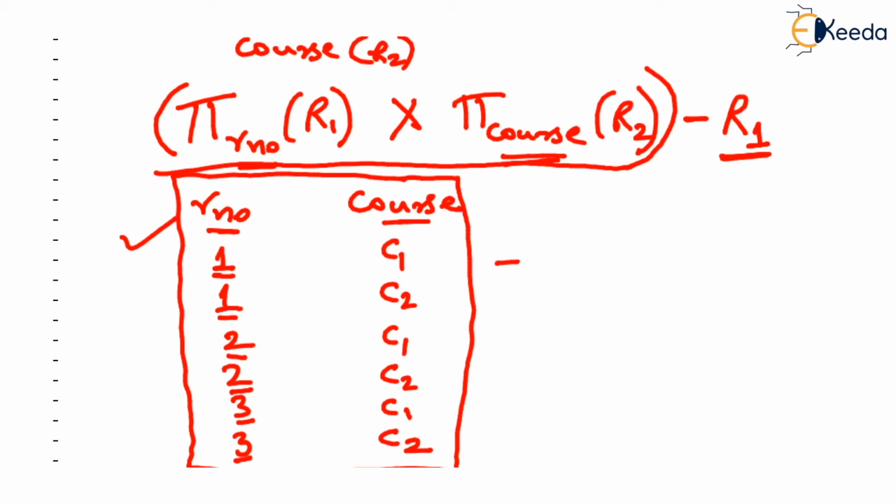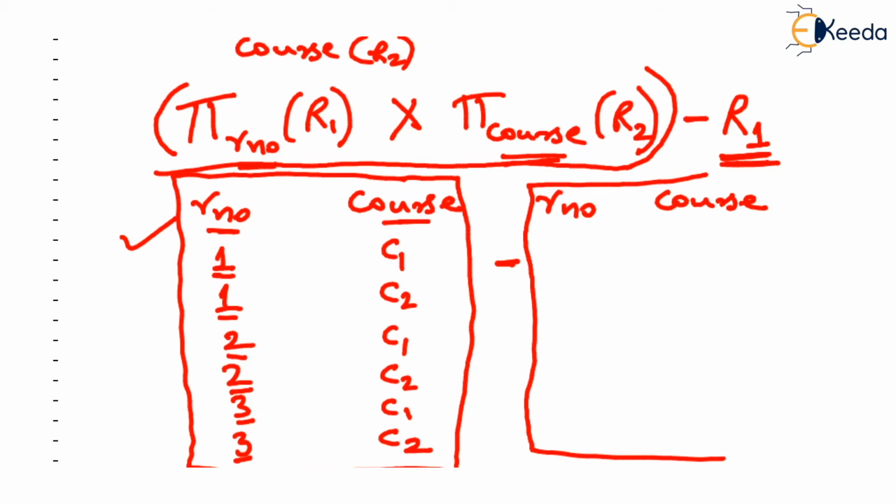So for our reference, I will write the R1 table over here again. This is our R1 table with which the subtraction is getting done. I will have to refer to a few things, but I recall that roll number 1 has taken course C1, roll number 2 has taken C1, 3 has taken C2.